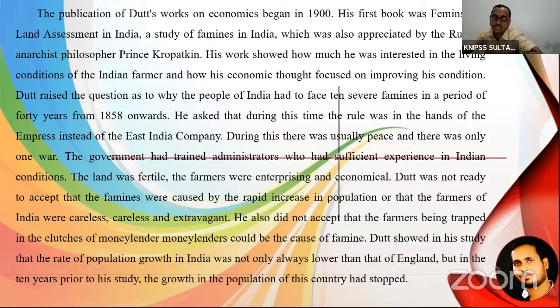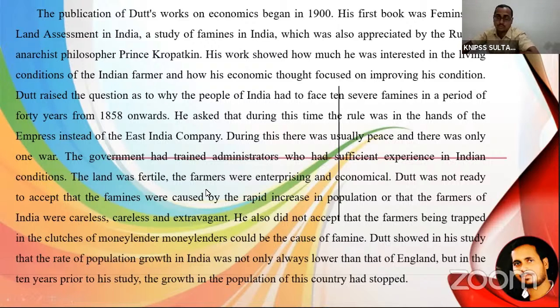Datta shows in his study that the rate of population growth in India was not only lower than England. At the time, the Britishers were saying that due to the increasing overpopulation in India, unemployment and poverty were initiated. But by the census, it was expressed that the population growth of Britain was more rapid than the Indian. So why is England not facing the problems of unemployment or underemployment? Why should it be only in India?